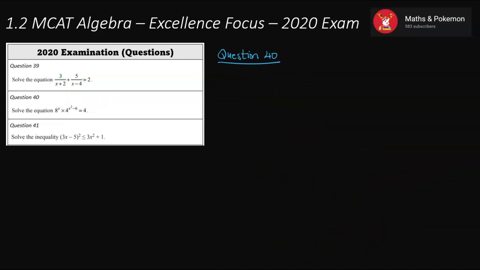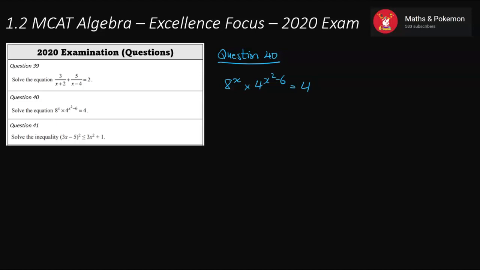Question number 14, again a nice question because it's just asking you to solve something. Let's get into it. So we've got 8 to the power of x times 4 to the power of x squared minus 6x. I'm seeing an x squared in the power, so I'm thinking it's going to be a quadratic again. When is that equal to 4?